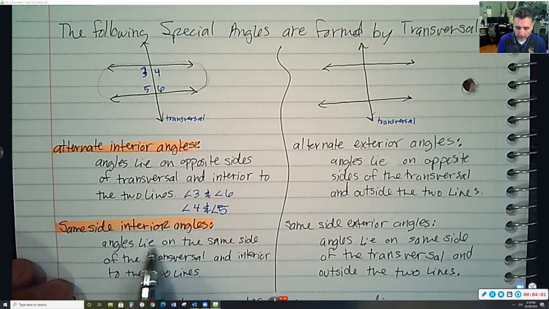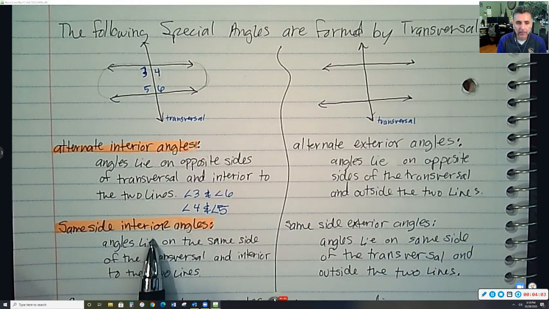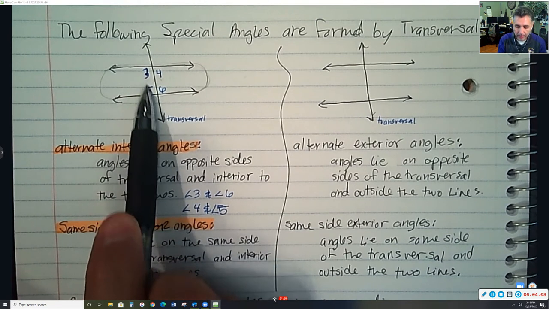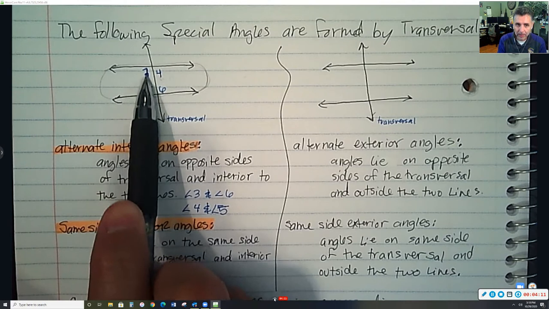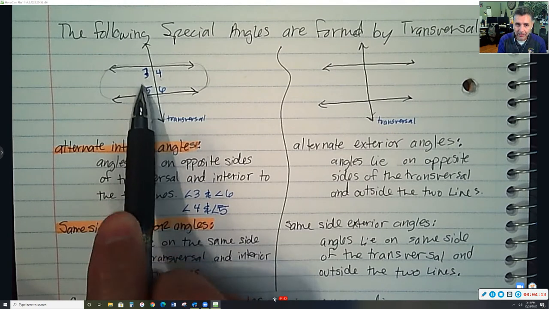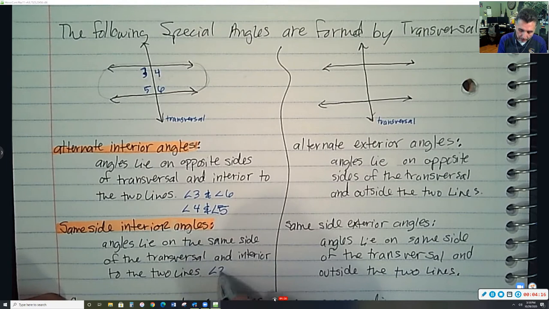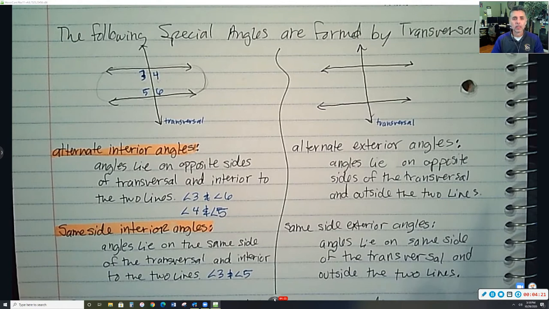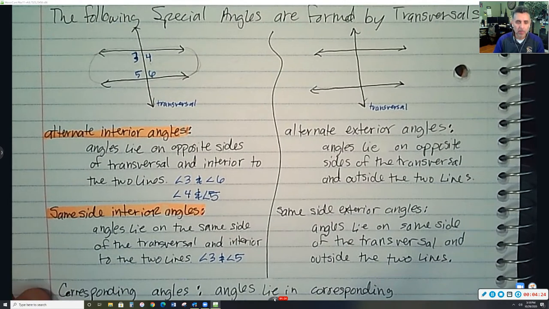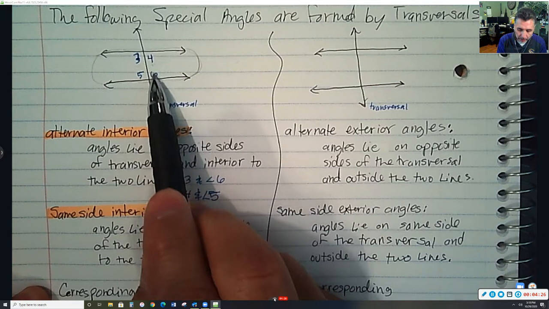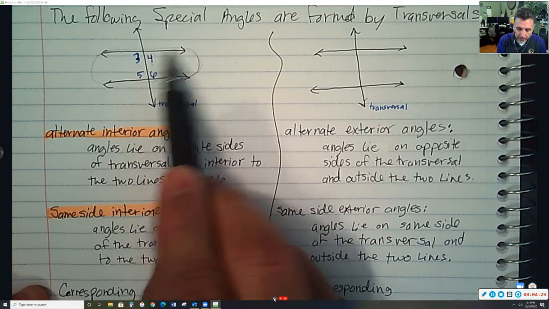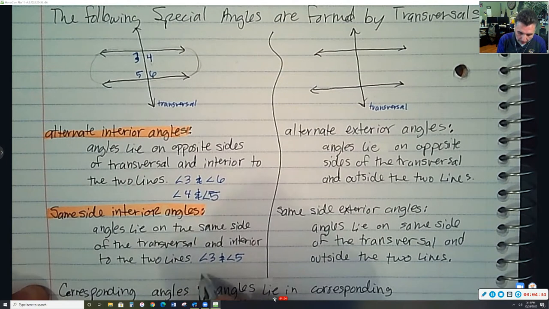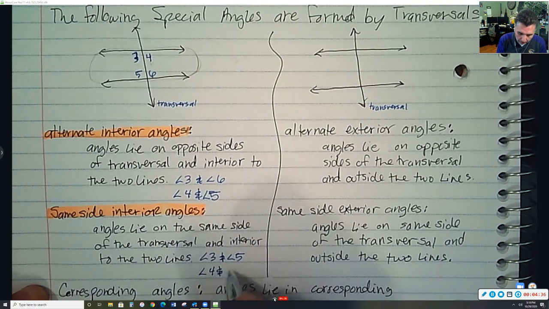Okay. And then same side interior pretty much means they're on the same side and they're interior. The same side of the transversal and they're inside. So that's 3 and 5. Angle 3 and angle 5 are same side interior. And then the other pair would be 4 and 6. They're on the same side of the transversal, and they're interior to the circle, interior to the two lines. Angle 4 and angle 6.